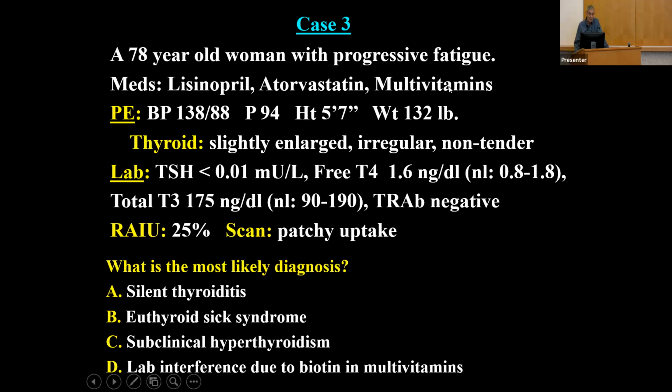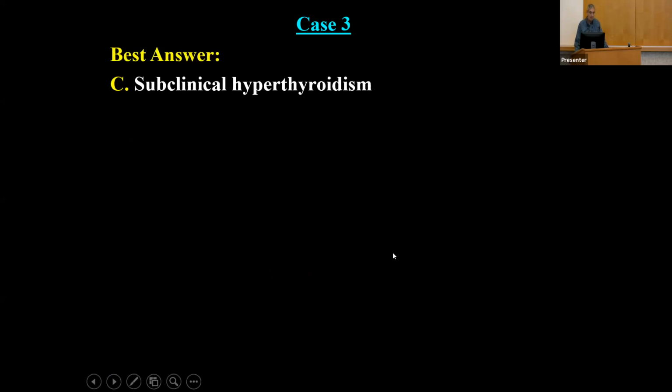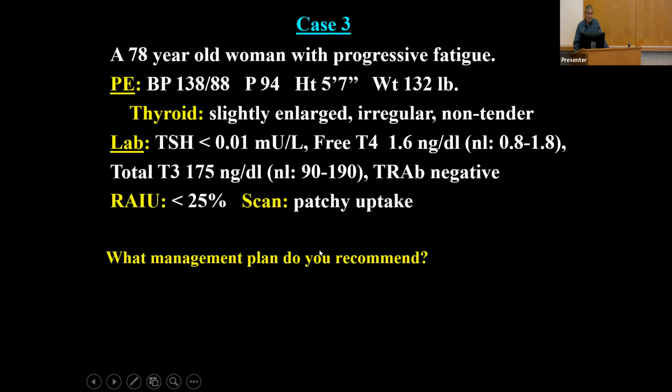So this lady's taking multivitamins. There's probably not enough biotin, but it's an important question to ask people if they're taking high doses of biotin for their hair and skin, because that'll interfere with labs. It doesn't cause thyroid disease. It just interferes with the lab. And if you stop the biotin for 3 days, it'll resolve. So she has subclinical hyperthyroidism due to a mildly toxic multinodular goiter.